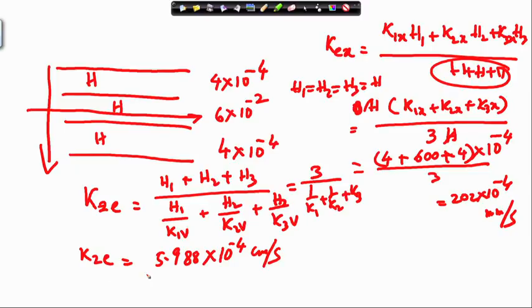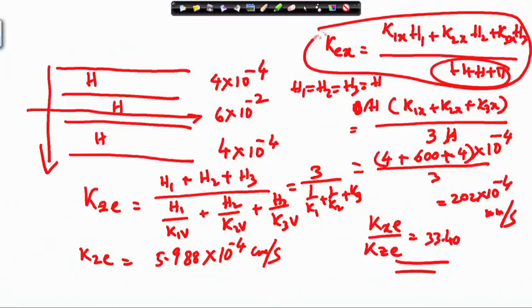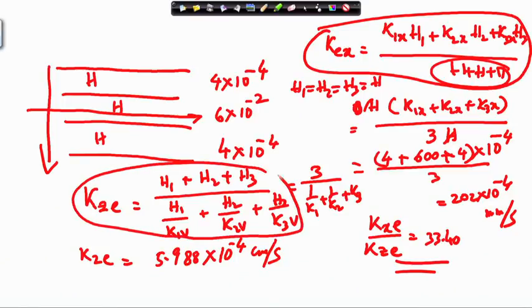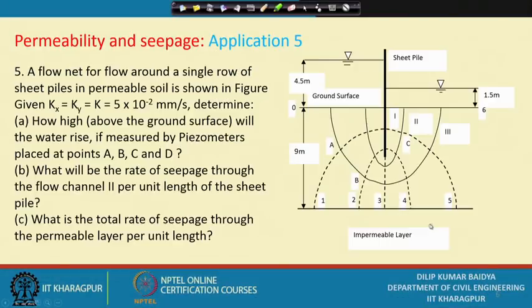Now, if I take the ratio of horizontal kxe divided by kze, this ratio comes to 33 times. So, simply I have to remember: when flow is in the horizontal direction, this is the equivalent equation, and when in the vertical direction, this is the equivalent equation. If you remember these equations, the rest of the things are nothing. So, I will go to the next application.